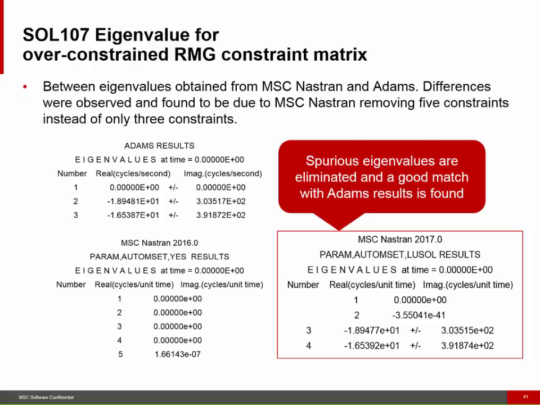Here's just one example where the default method found a number of zero frequency eigenvalues which were not found when you solved the same type of model in Adams, but with the new LU-sol capability, that issue was removed. So if you are using MSC Nastran to generate MNF files for Adams, and you see an issue with not finding all the eigenvalues, then you can try this new method.